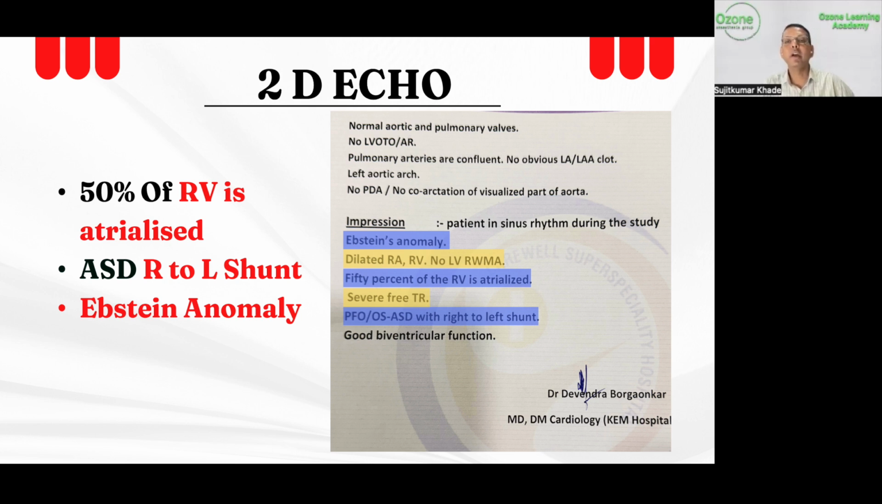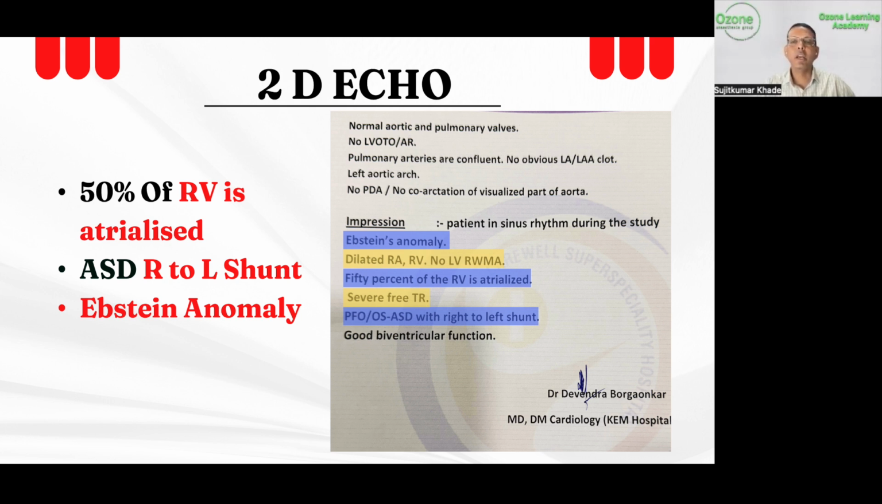Now, his echo findings were very interesting. He had a dilated right atrium and right ventricle. 50% of his right ventricle was atrialized with severe tricuspid regurgitation, and there was an ASD with right to left shunt. This confirmed the diagnosis of Ebstein anomaly.